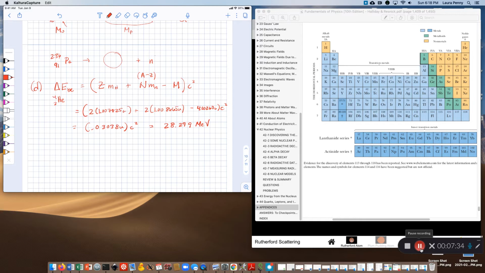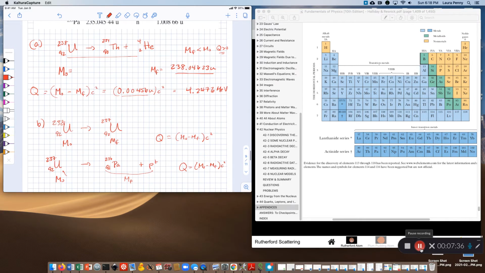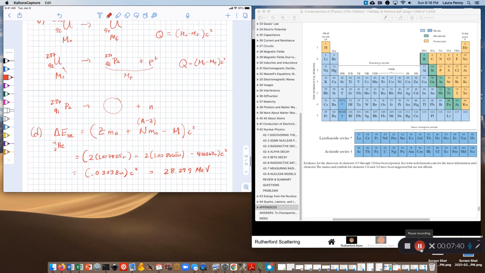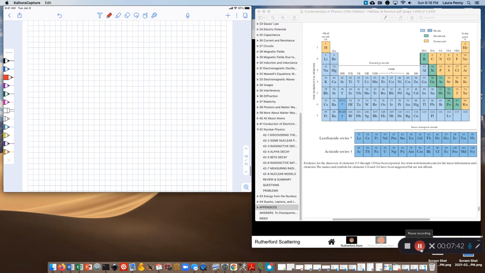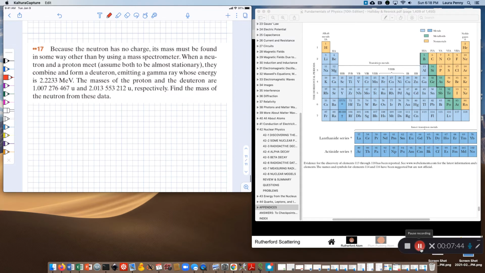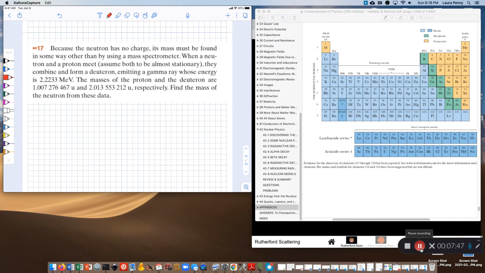So this is a binding energy equation, and also showing you how to do Qs that come out of a reaction. Let's look at number 17. It says a neutron has no charge, so there's no way to find its mass using a mass spectrometer. Mass spectrometers work by charging something up, and then sending it through a region where there's a constant magnetic field.